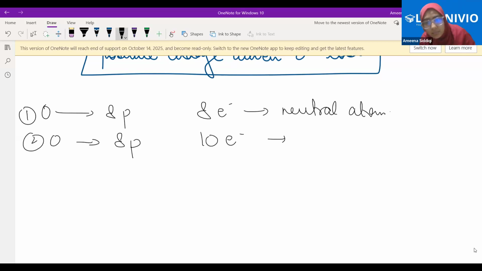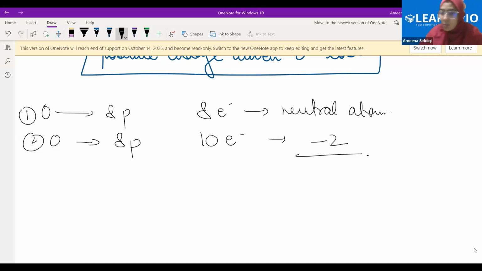Which charge is dominant, negative or positive? Negative. Which charge is left unneutralized? Negative. How many? 2 electrons are left unneutralized, right? So the charge will be -2. Negative 2. Do you agree? All of you understand this?